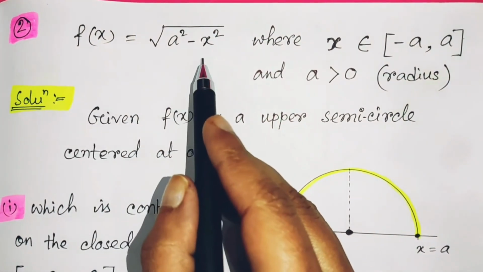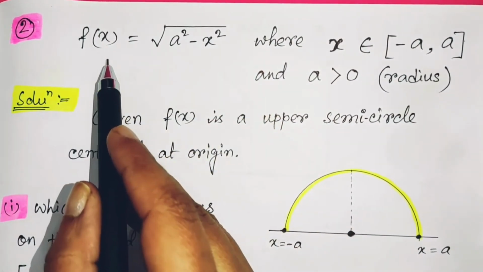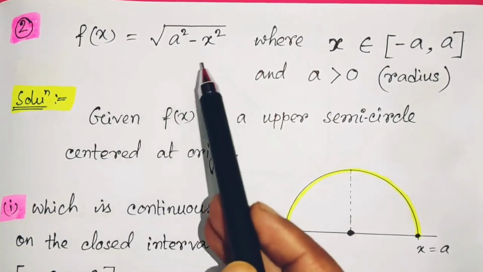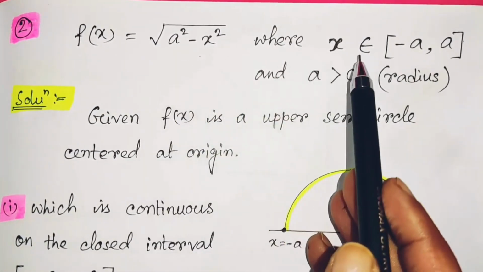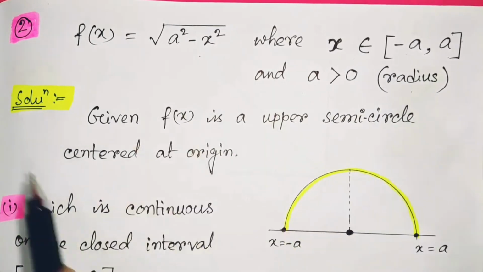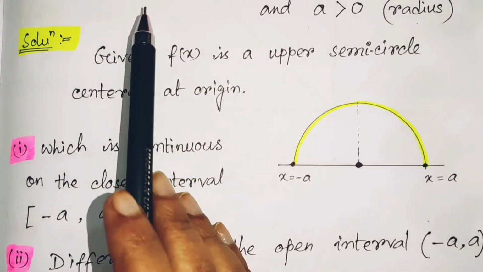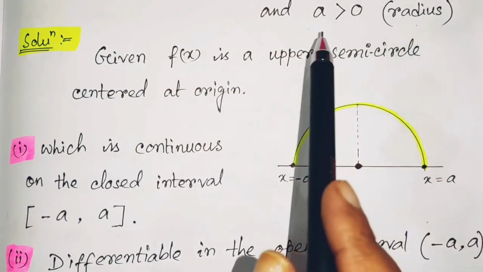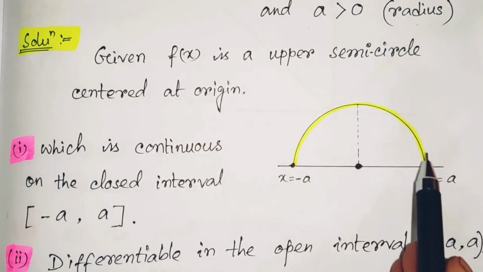Here the given function is this one. I hope you can understand which equation this is. If you don't know, I can give you a guess that it is a circle probably. Not probably, this is the equation of the circle. Given that x lies between −a and a, where a is the radius, we are supposed to verify whether Rolle's theorem holds for this function or not. So for the given semicircle, the interval is −1 to 1 and the radius is greater than 0. We can draw it this way. I am just drawing the semicircle.